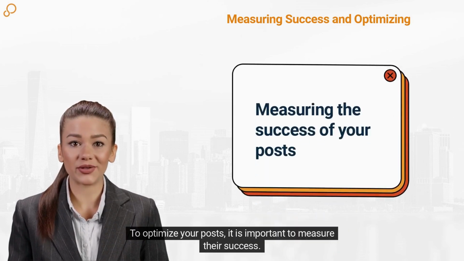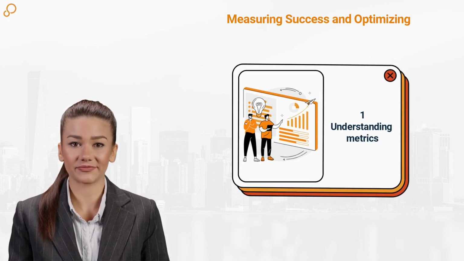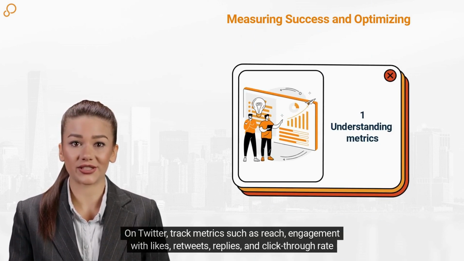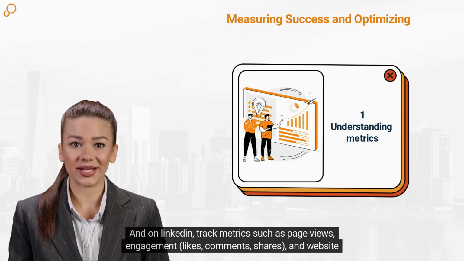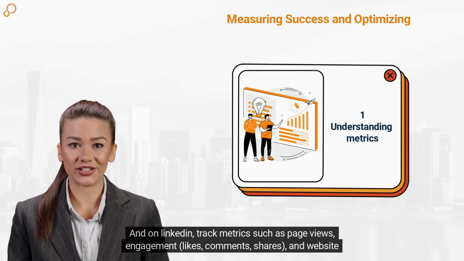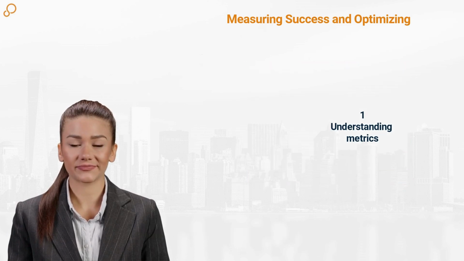To optimize your posts, it is important to measure their success. First, you need to understand metrics. On Twitter, track metrics such as reach, engagement with likes, retweets, replies, and click-through rate, CTR, to measure the success of your tweets. And on LinkedIn, track metrics such as page views, engagement, likes, comments, shares, and website clicks to measure the success of your posts.